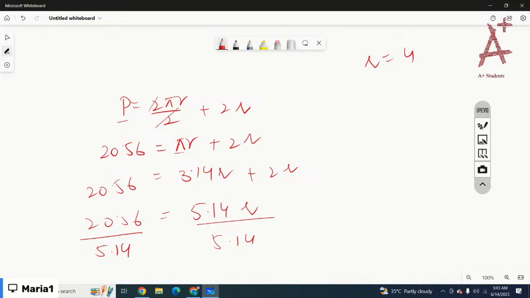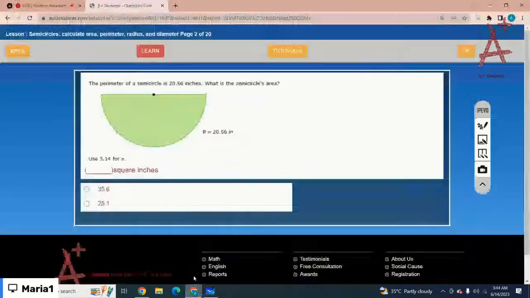Now you can calculate the area. Area is pi r squared divided by 2. Just put the value 3.14 times 4 squared divided by 2. 4 squared is 16, and 16 over 2 is 8. It will be 8 times 3.14, that is 25.12. That means the area is 25.12. So the second option is the correct one. Got it?